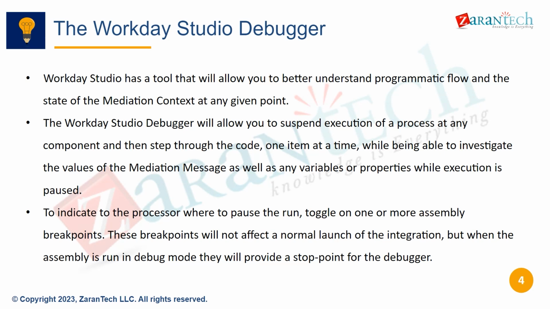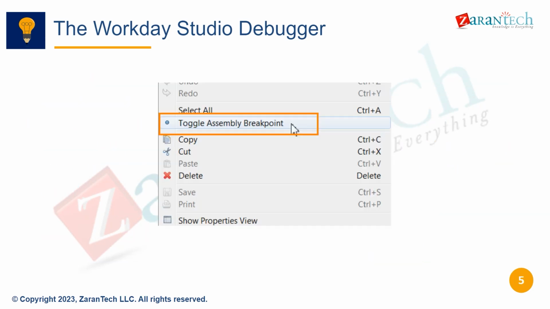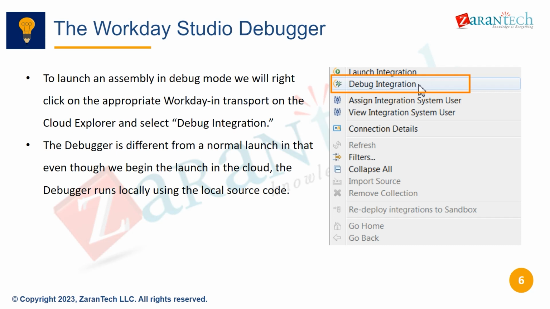To indicate where to pause execution, you toggle assembly breakpoints. The breakpoints don't affect normal launch, only debug mode. The screenshot shows the toggle assembly breakpoint option. To launch an assembly in debug mode, right-click the Workday and Transport in the Cloud Explorer and select Debug Integration. The debugger runs locally using your source code, even though you start in the cloud.